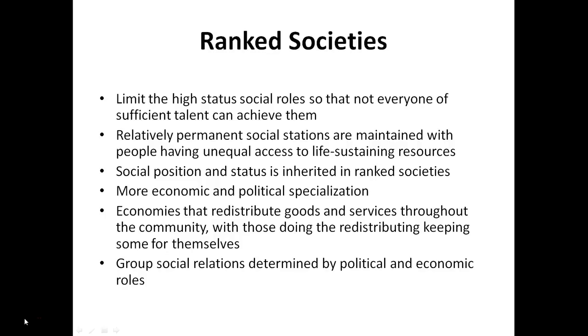These are economies that redistribute goods and services throughout the community, and those at the top, the managers, keep some for themselves. Group social relations are determined primarily by political and economic roles rather than by kinship.